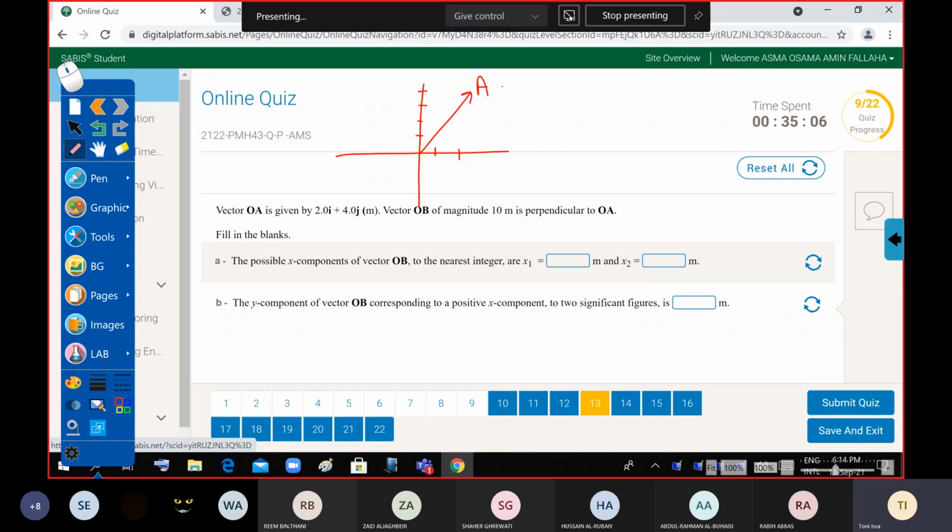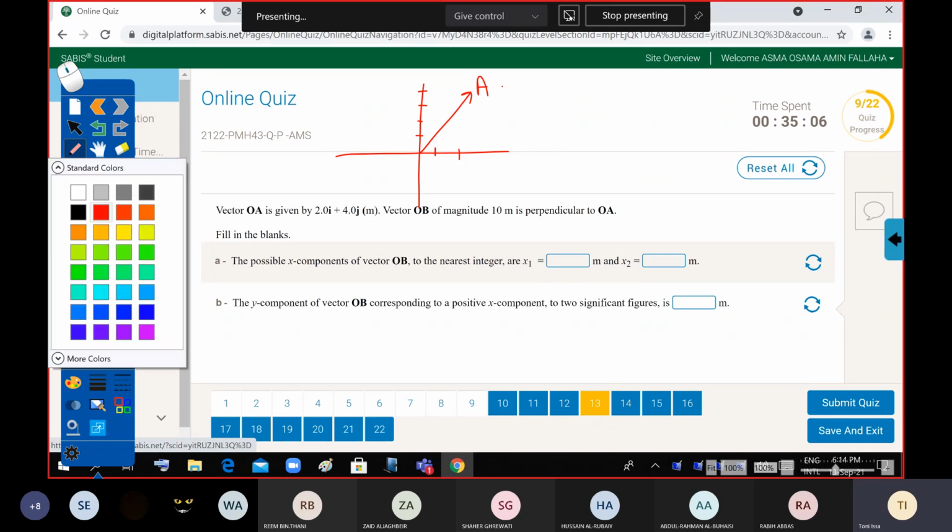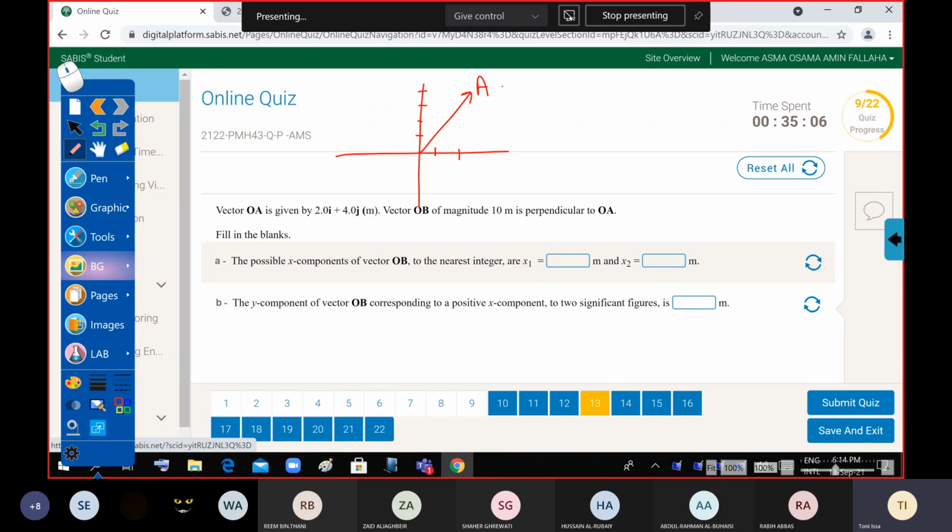Perpendicular to OA. So they did not specify a direction, not like before. Before they said above the x-axis. Here they didn't mention above. So OB, B can be here, at 90 degrees, or it can be here, 90 degrees. That's why you can see that they gave you two values for x1 and x2. How can I find the possible x components of this vector? So how can I find then x1 and x2?